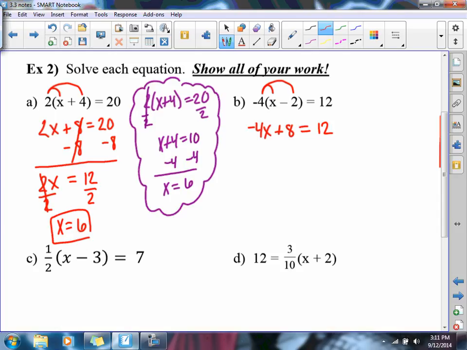So now I've done that new first step where I have to distribute. Now I can undo my addition and subtraction. So I'm going to undo that adding 8 by subtracting 8. It's just coincidence that in the last example, we also had to subtract 8 as our first step. That's just coincidence. And then next, I'm going to undo my multiplication with division. So I'm going to divide by the number that's being multiplied by the x, divide by that negative 4, and we're going to get a negative 1.